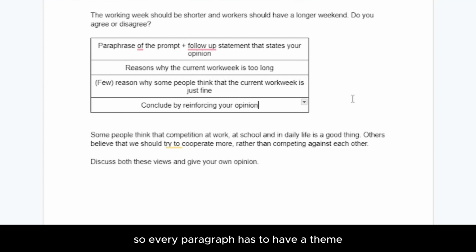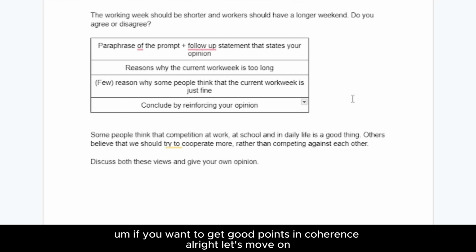Okay, so every paragraph has to have a theme. So if in this paragraph we're talking about advantages, then that's all we're talking about in that paragraph. If we want to talk about disadvantages, we have to move on to the next paragraph. These are some things you need to remember if you want to get good points in coherence. All right, let's move on.